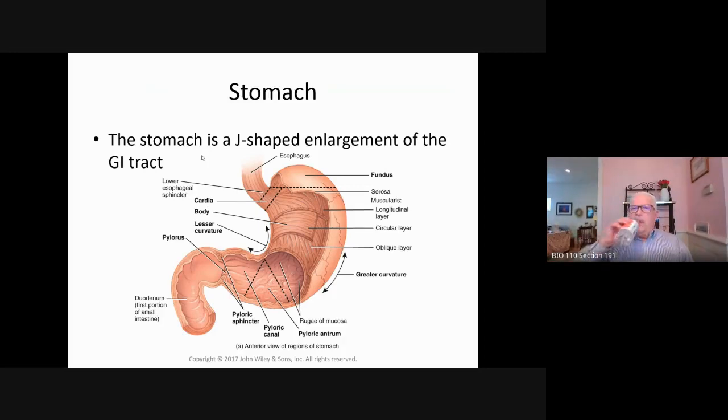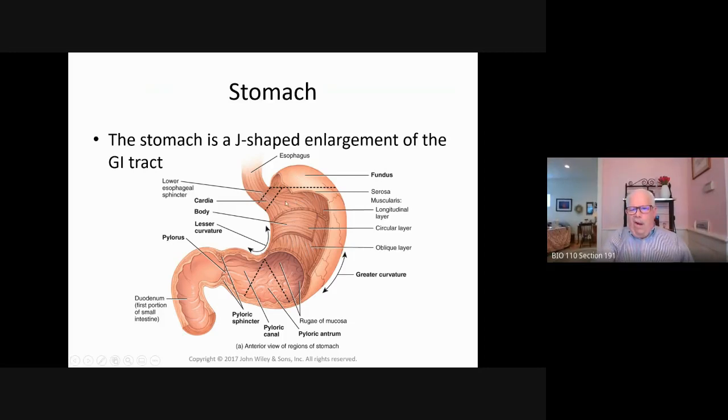Now we get into the stomach. The stomach is a J-shaped enlargement of the GI tract. It is divided into 4 regions, and those 4 regions, I want you to know. It is the fundus, the cardia, the body, and the pylorus.